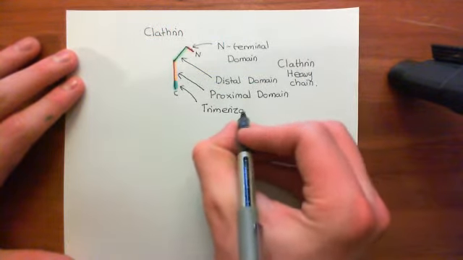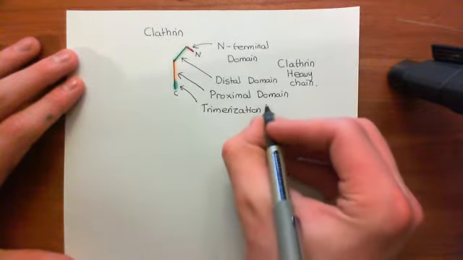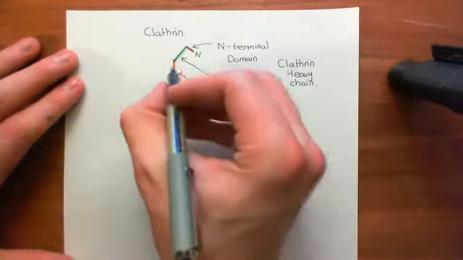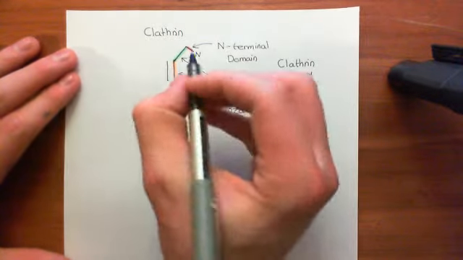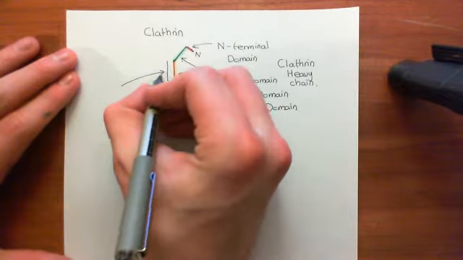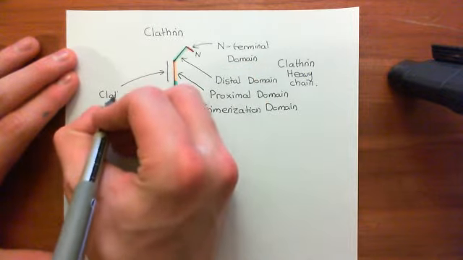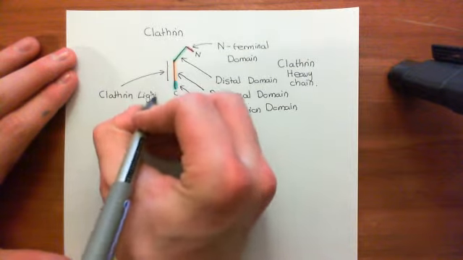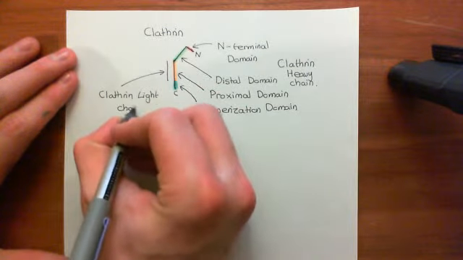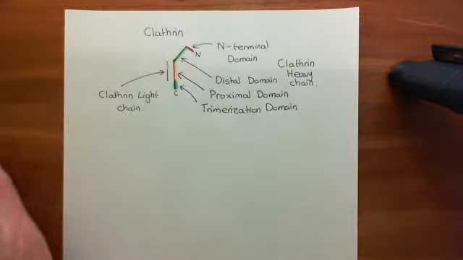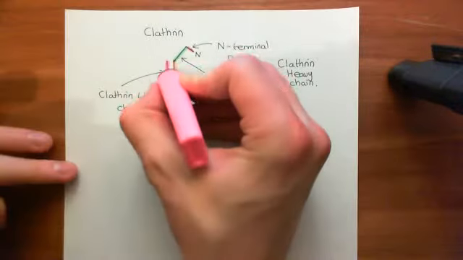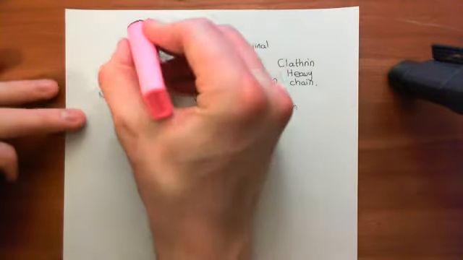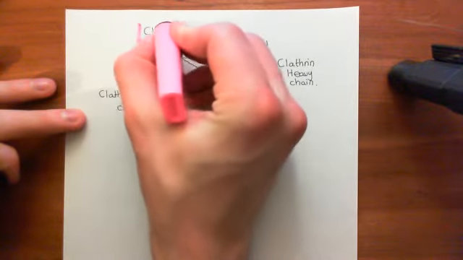Okay, so we have these four important domains of our Clathrin heavy chain. Now, we're then going to get the proximal domain of our Clathrin heavy chain associating with our Clathrin light chain here. Okay, so this is our Clathrin light chain, which is so called because it's smaller than the Clathrin heavy chain. Together, a Clathrin heavy chain with a Clathrin light chain is then called a Clathrin monomer. So the entire thing is now a Clathrin monomer.